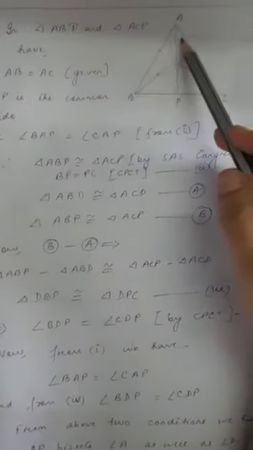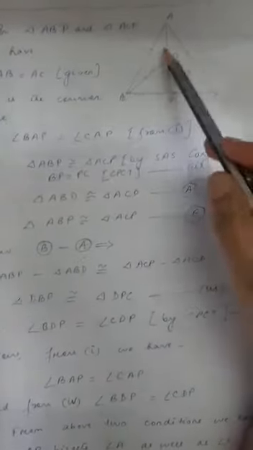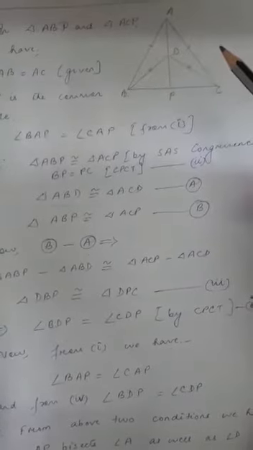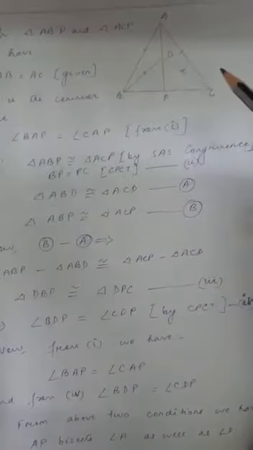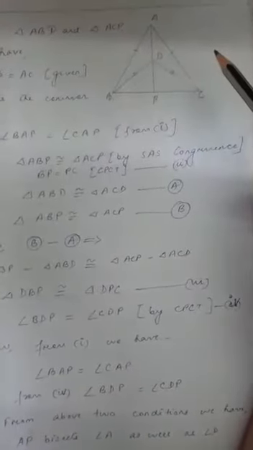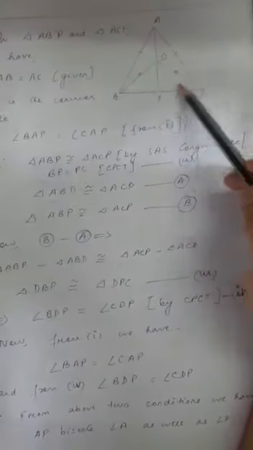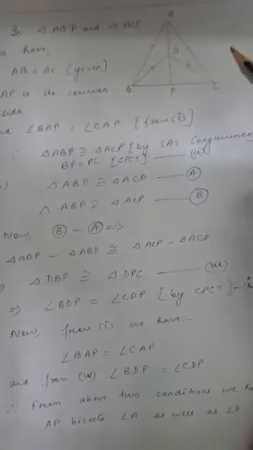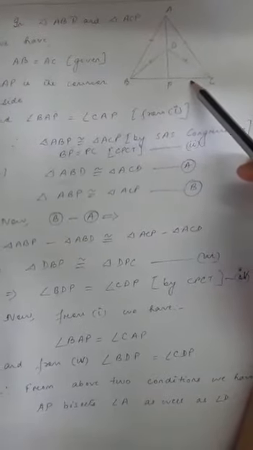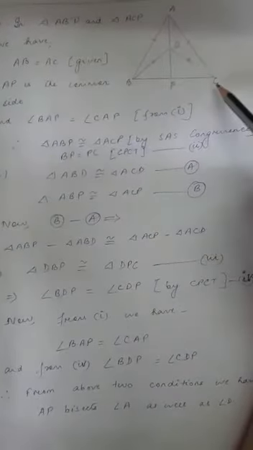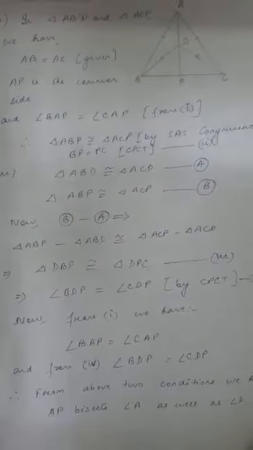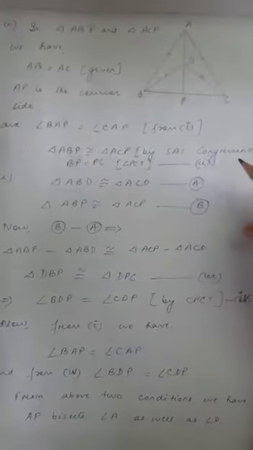Next, we'll go to the second proof, that is triangle ABP is congruent to triangle ACP. If I consider these two triangles, AB is equal to AC, that is given to us. AP is the common side, and angle BAP is equal to angle CAP, which we just got. So we can say that these two triangles are congruent by SAS congruency. Now, BP is equal to PC by corresponding parts of congruent triangles. I will keep this one as equation number 2.